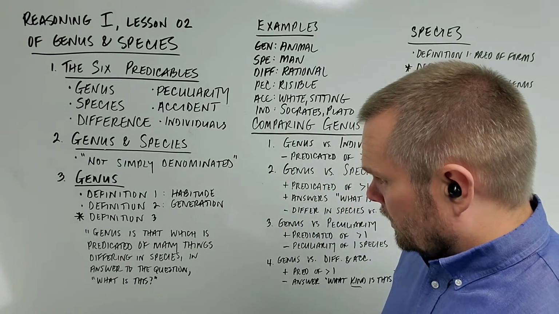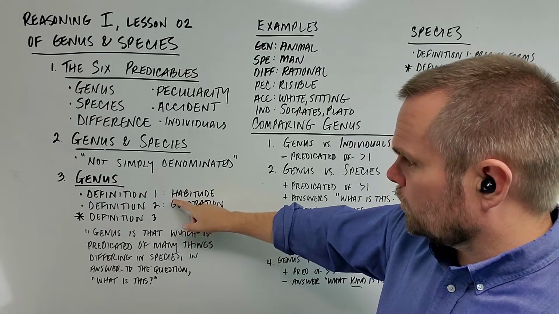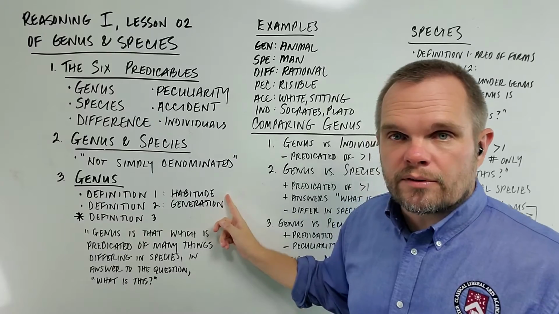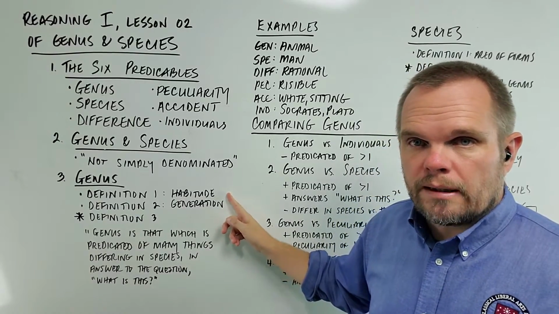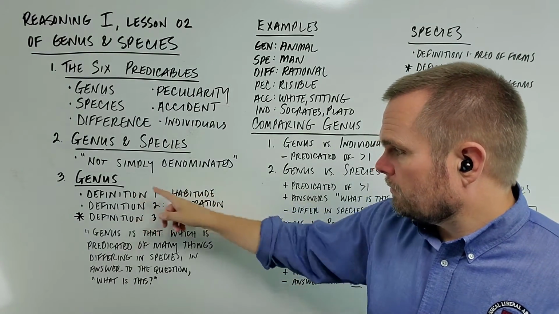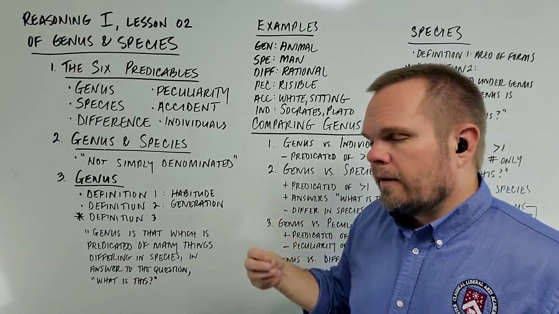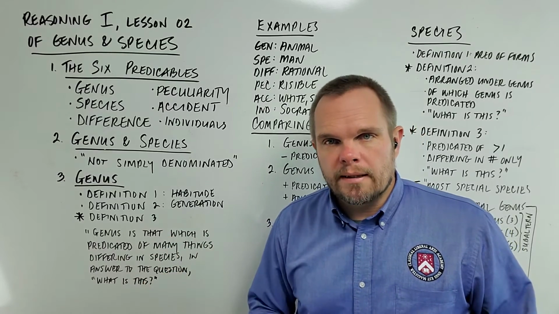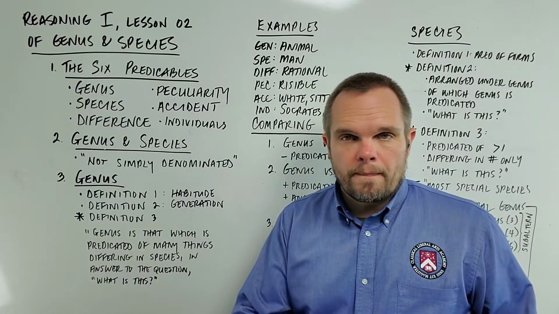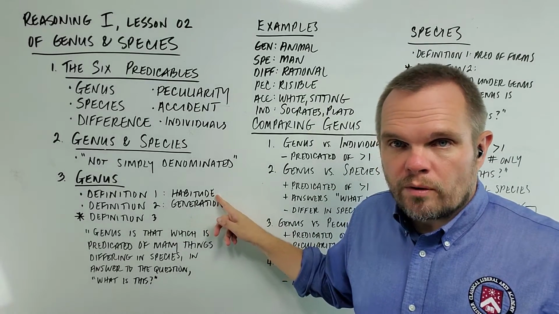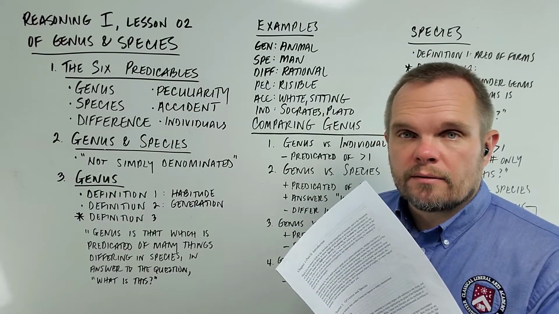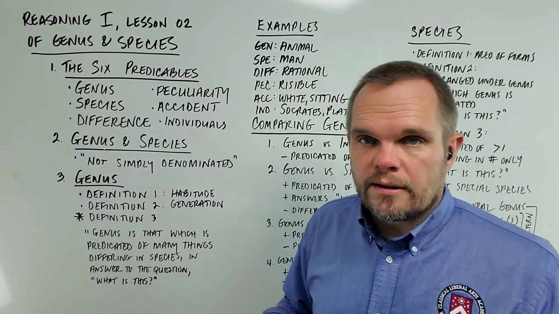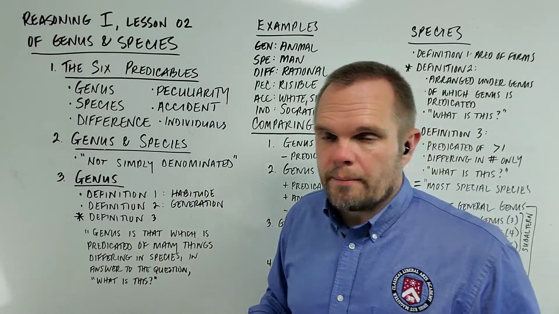The first definition has to do with habitude. Okay, this is a new word that you've probably never seen before, and I'm going to explain what it means, so don't worry. The first meaning of the word genus expresses a certain habitude, and all habitude means is relationship. Okay, the only reason I'm using the word habitude here is because it's in your lesson, because this is from a translation written in the 1830s, when this word was more common.